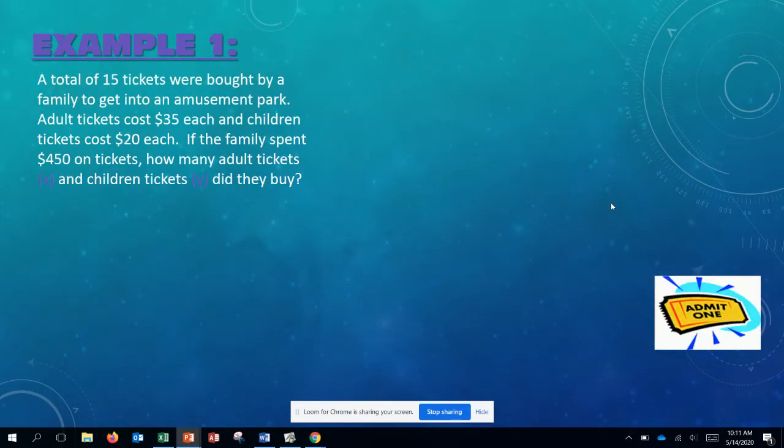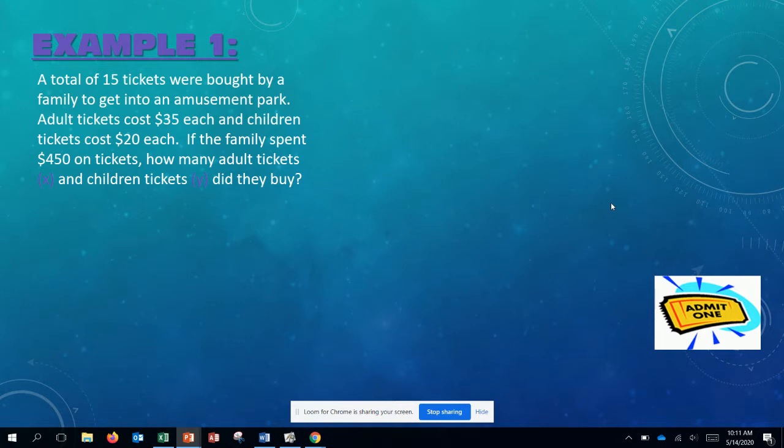So let's start. A total of 15 tickets were bought by a family to get into an amusement park. Adult tickets cost $35 each, and children's tickets cost $20 each. If the family spent $450 on tickets, then how many adult tickets and children's tickets did they buy?